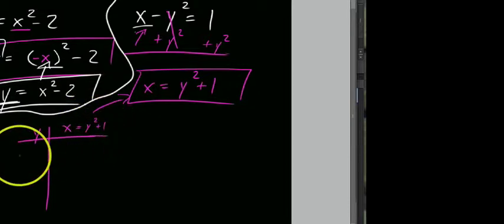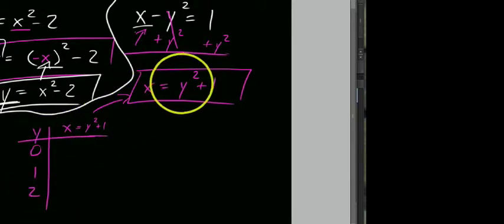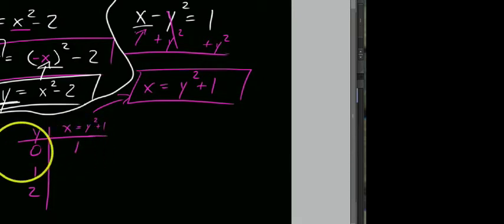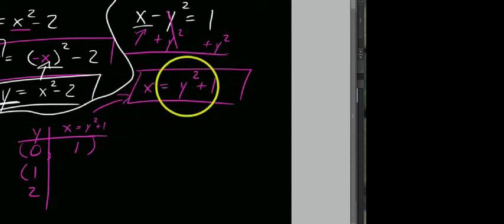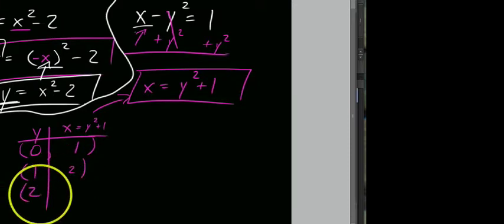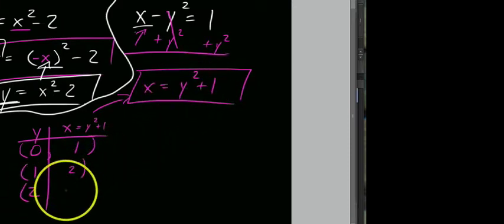How about we choose some convenient y values: 0, 1, and 2? If we plug in a y value of 0, 0 squared is 0, plus 1, we get an x value of 1. So we've got this point here, 0, 1. How about a y value of 1? 1 squared is 1, 1 plus 1 is 2, so we'd have an x value of 2. Last but not least, 2: 2 squared is 4, 4 plus 1 is 5.